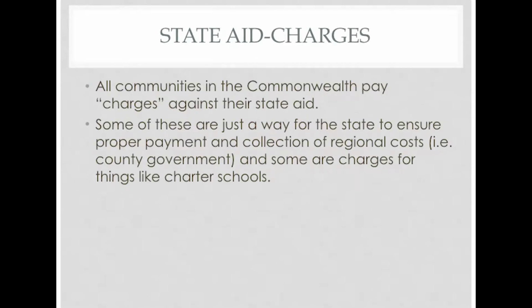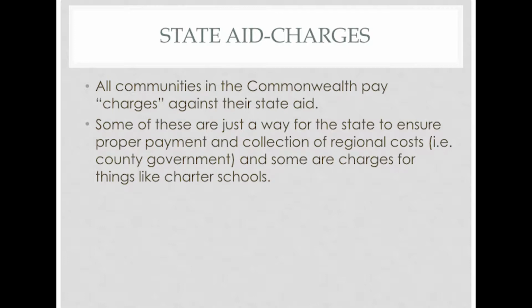So there's another part to state aid that we don't like to talk about, and it's called charges. So all communities in the state receive aid from the state, but then there's certain charges that the Commonwealth charges us for a variety of services that get subtracted from our aid. And this is why some years when we look at the budget and the state releases their number, what we call sort of the first half of the balance sheet is how much state aid you're getting.